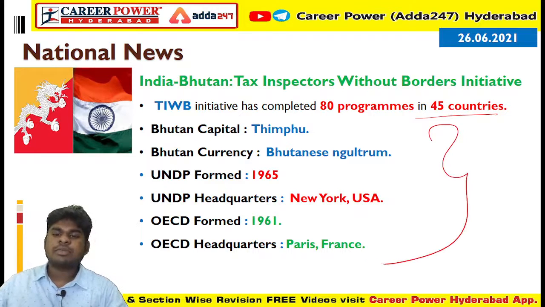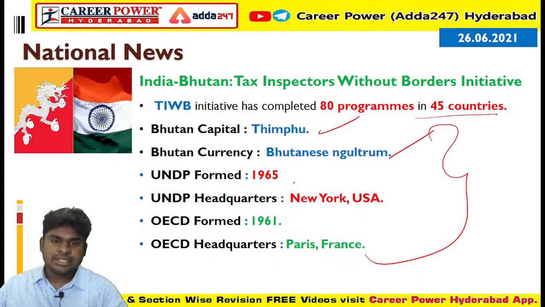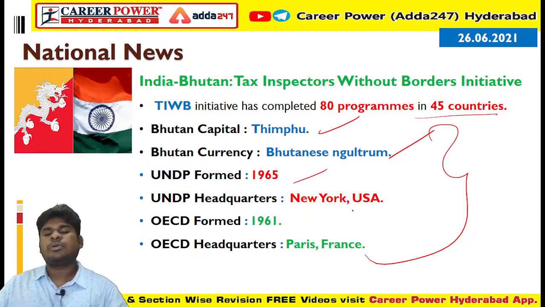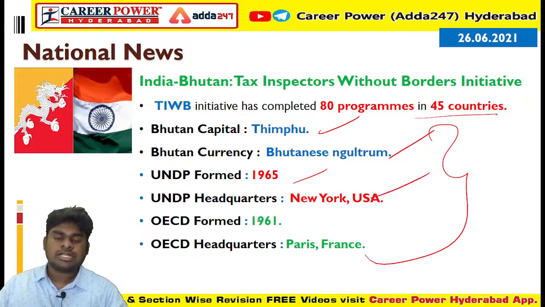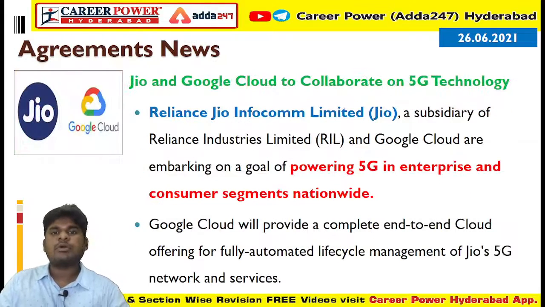Points to remember: Bhutan's capital is Thimphu, Bhutan's currency is the Bhutanese Ngultrum. UNDP, United Nations Development Program, was formed in 1965, headquarters in New York. OECD, Organization for Economic Cooperation and Development, launched in 1961, headquarters in Paris. These are the points to remember.